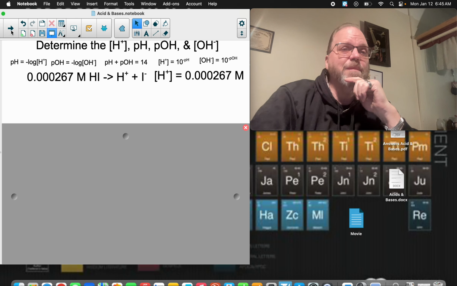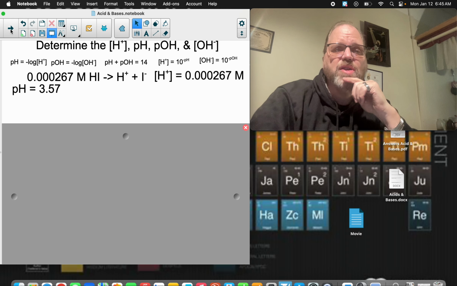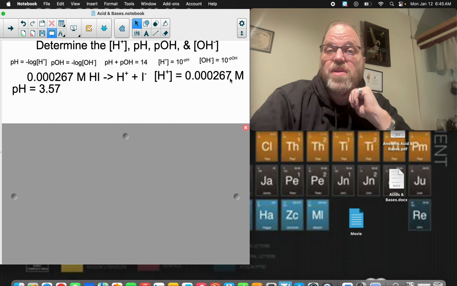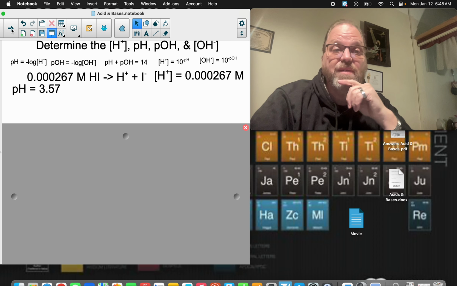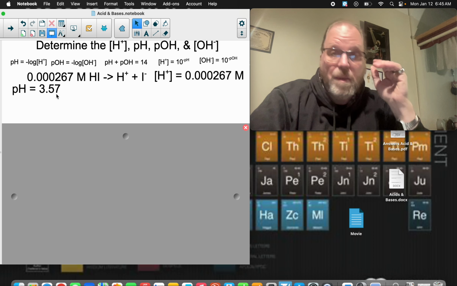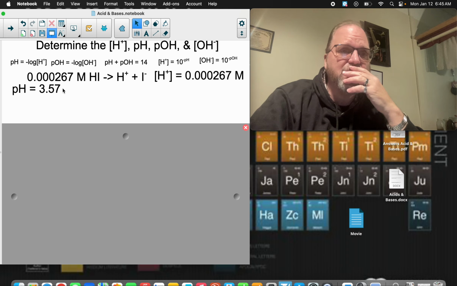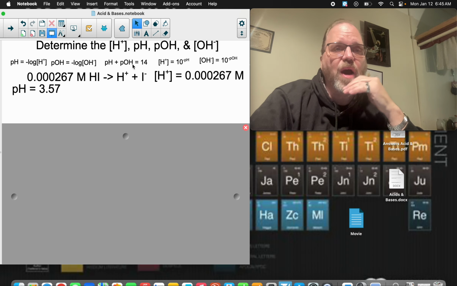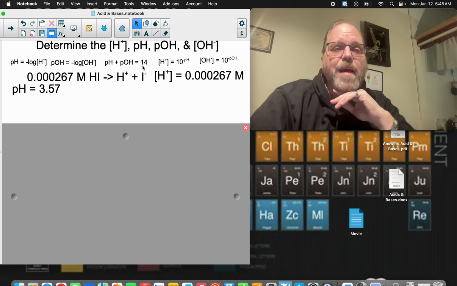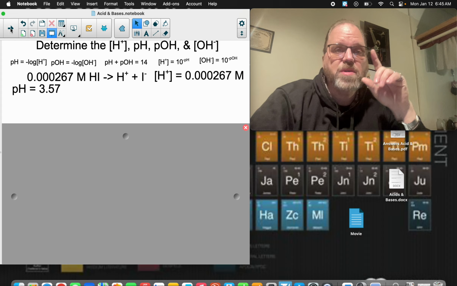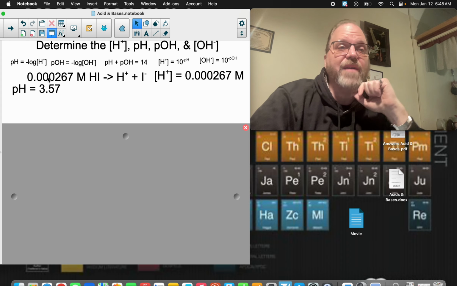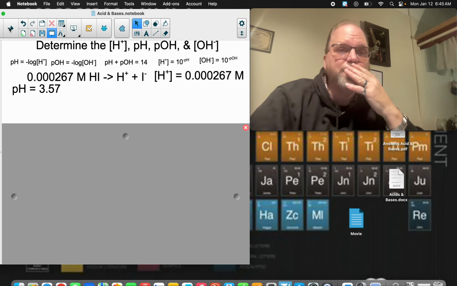When you do that, you're going to get an answer of pH equal to 3.57. Now we only have 3 sig figs in 0.000267. You'll notice there's no units here. pH and pOH don't have any units. Now how are we going to find pOH? We'll go to this equation here. pH plus pOH is 14, so take 14 minus 3.57.